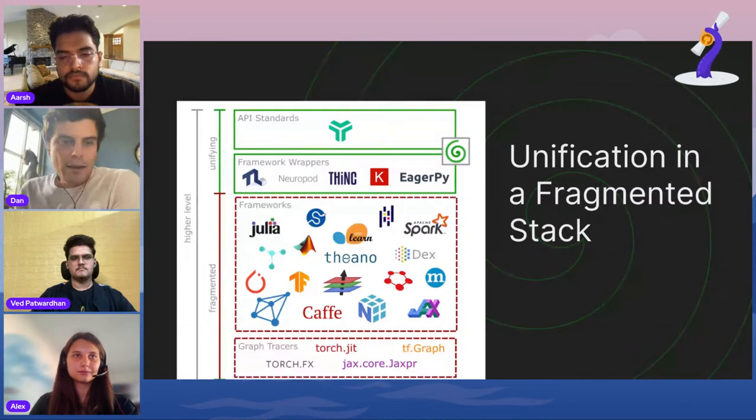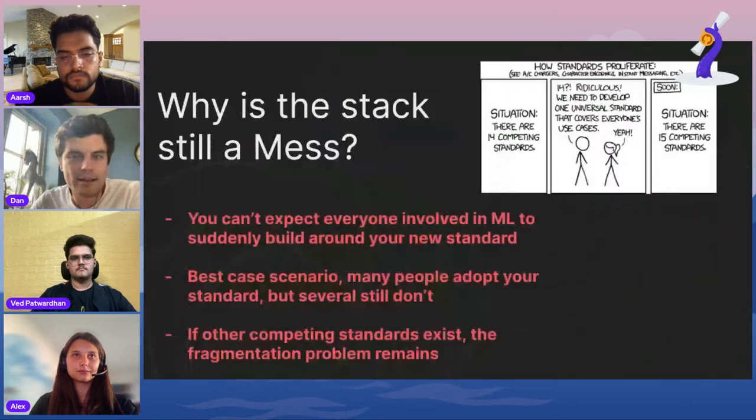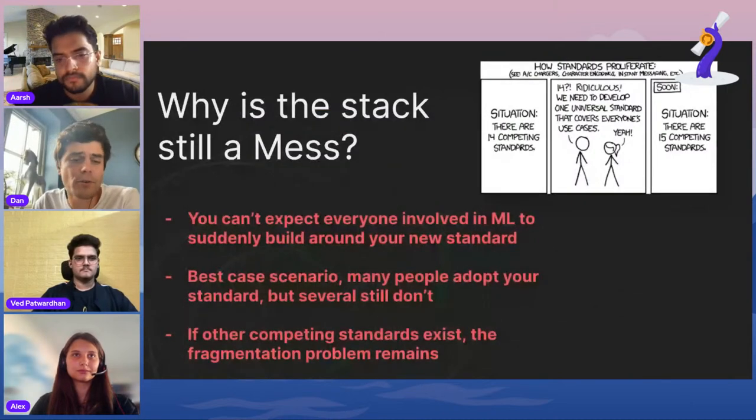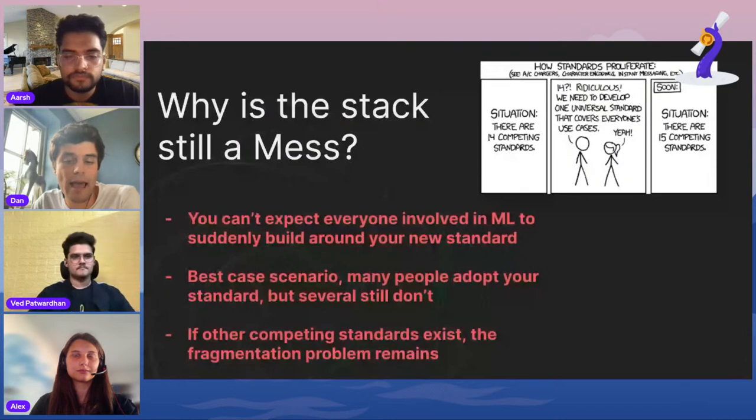So again, the question is, why is the stack still a mess? This can be looked at for lots of reasons, but in our view, this can be boiled down to three. First of all, you can't expect everyone involved in any field, but especially machine learning, to suddenly build around your new standards. So building a great piece of technology and assuming that everything else stops is wrong. In a best case scenario, many people will adopt your standard, but several still won't. And then if other competing standards exist, the fragmentation problem will remain.